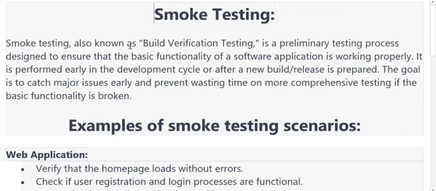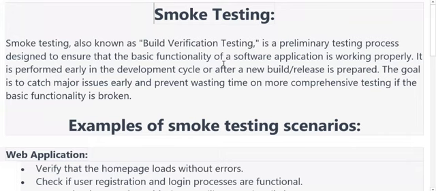Smoke testing, also known as build verification testing, is a primary testing process designed to ensure that basic functionality of a software application is working properly. It is performed early in the development cycle or after a new build or release is prepared. The goal is to catch major issues early and prevent wasting time on more comprehensive testing if the basic functionality is broken.